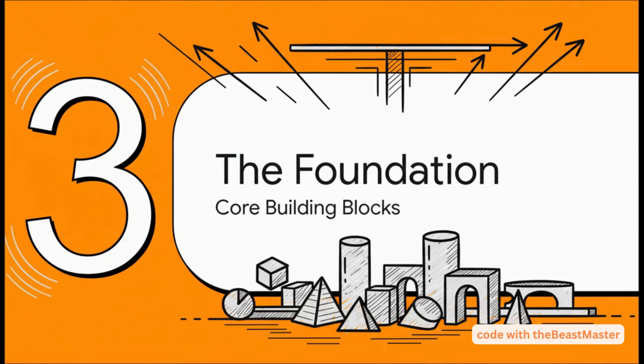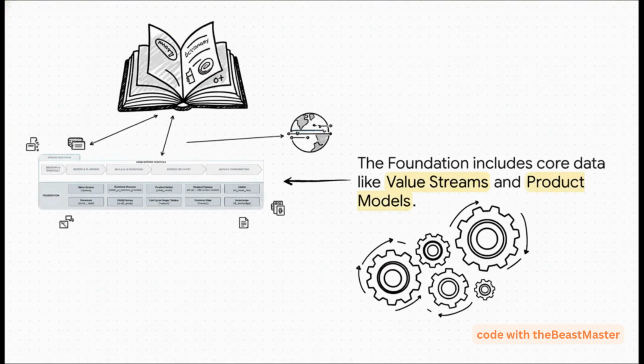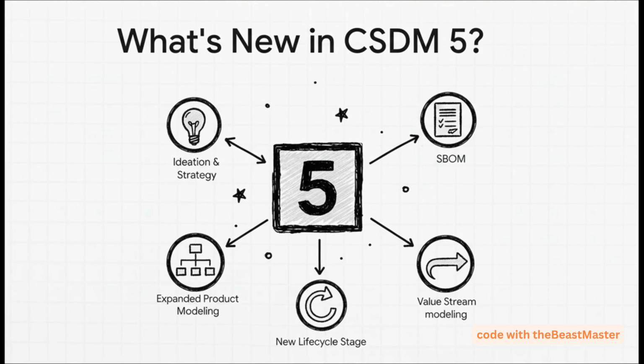You can think of these as the fundamental building blocks that the entire model rests on. This layer holds the core reference data that everything else relies on. We're talking about concepts like value streams. That's the series of steps that deliver value to the customer. Plus business processes, contracts, product models. You get the idea. This is the shared dictionary, making sure everyone is speaking that common language we talked about at the very beginning. So, what are the big upgrades in version 5?